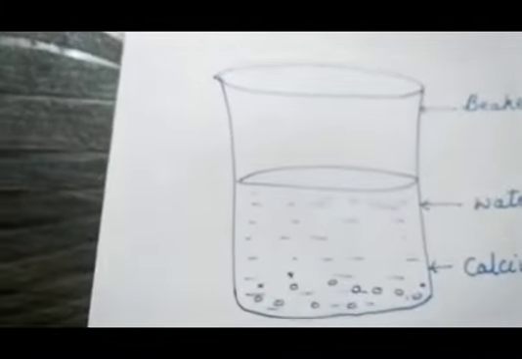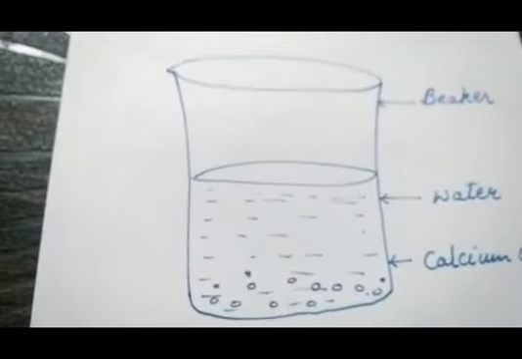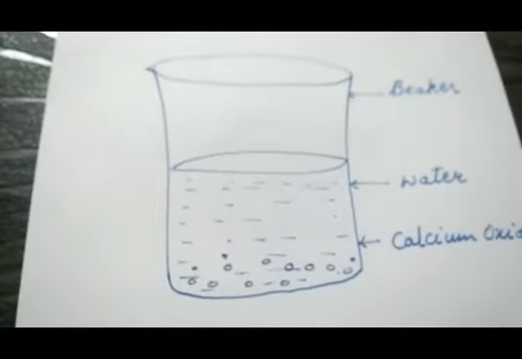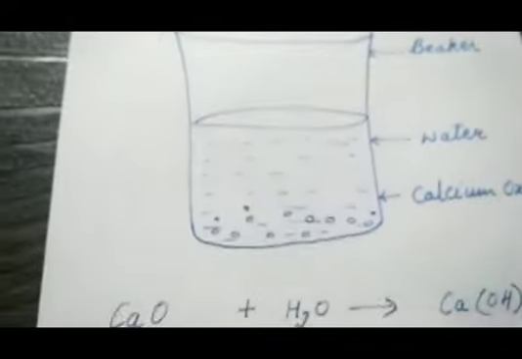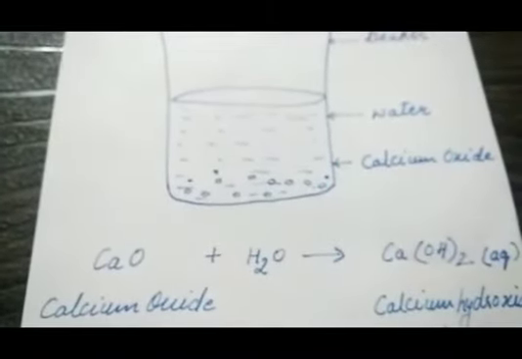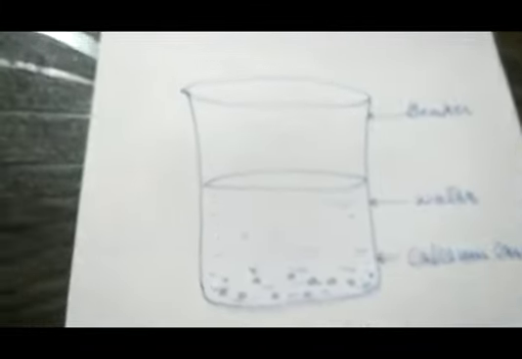Let us understand the combination reaction with the help of an activity. Here you can see a beaker. The beaker is containing water and calcium oxide. Now what will happen? Calcium oxide will react with the water to form calcium hydroxide. This is an example of combination reaction.